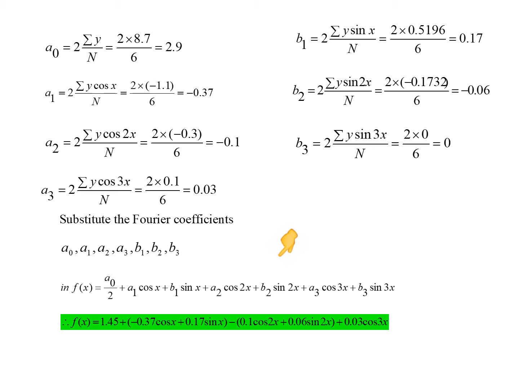Similarly, a2 cos 2x plus b2 sin 2x. So substitute a2 and b2 there. So this is second harmonic. Then the last is the third harmonic. Since b3 is 0, the sin 3x term is not coming. So this is the required Fourier series. So this is actually very easy to calculate using the calculator, getting the values numerically and substituting is very easy compared to our usual integration problems.